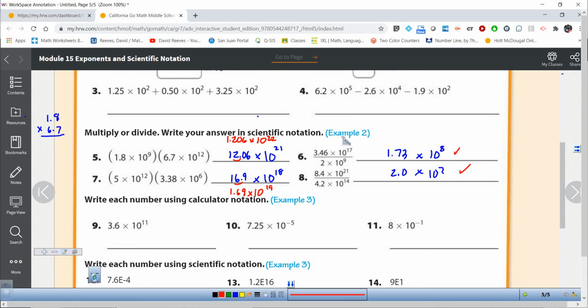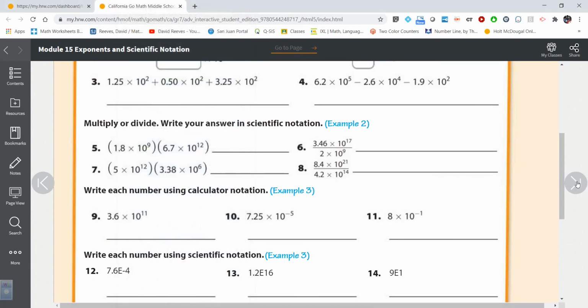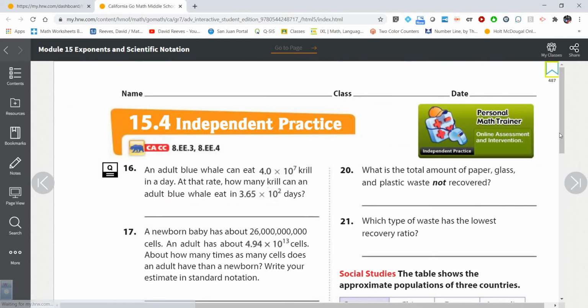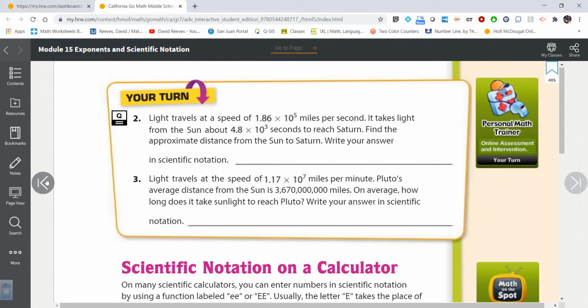Okay, so again, in a multiplication and division problem, multiply the coefficients and add the exponents for multiplication, divide the coefficients and subtract the exponents for division. All right, and that is all we have for this video. I'm going to make one more video doing some word problems, but not in this video.